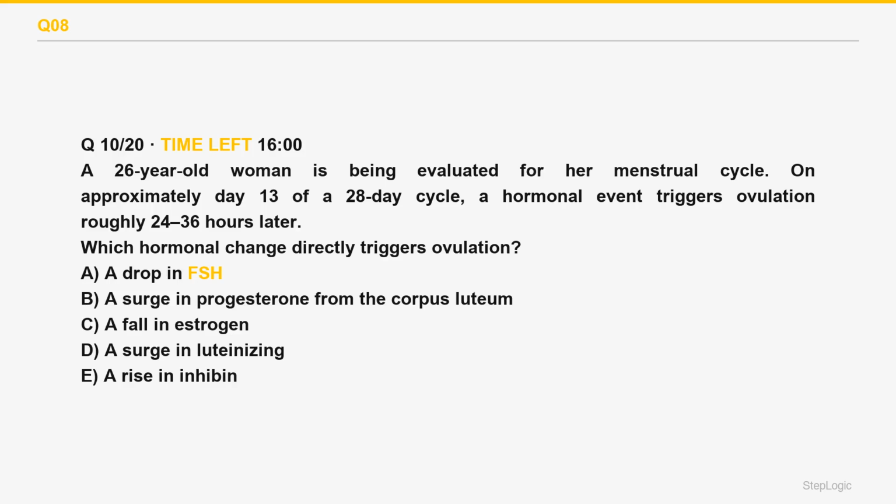Which hormonal change directly triggers ovulation? A 26-year-old woman is being evaluated for her menstrual cycle. On approximately day 13 of a 28-day cycle, a hormonal event triggers ovulation roughly 24 to 36 hours later. Read the command. Which hormonal change triggers ovulation? Mid-cycle event 24 to 36 hours before ovulation: the LH surge driven by estrogen positive feedback.